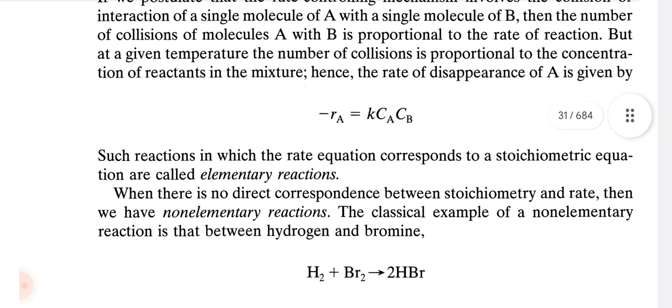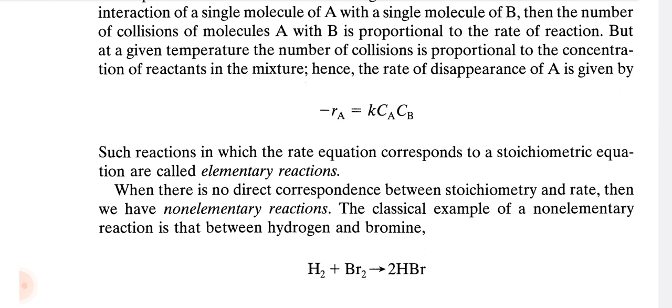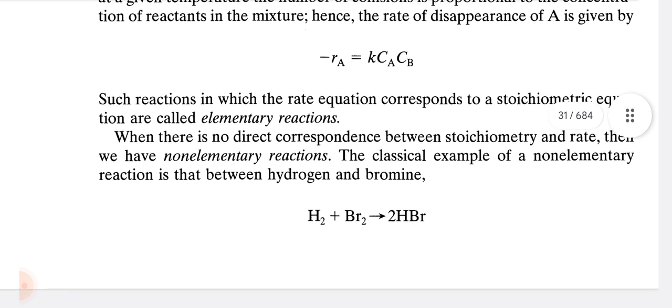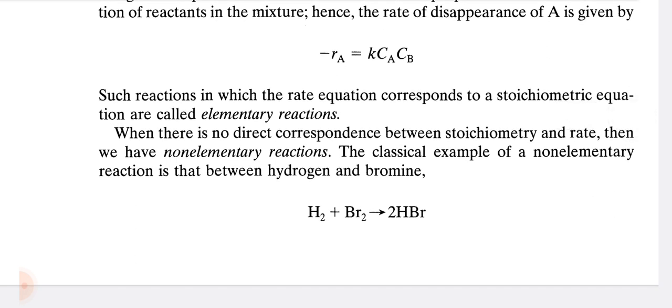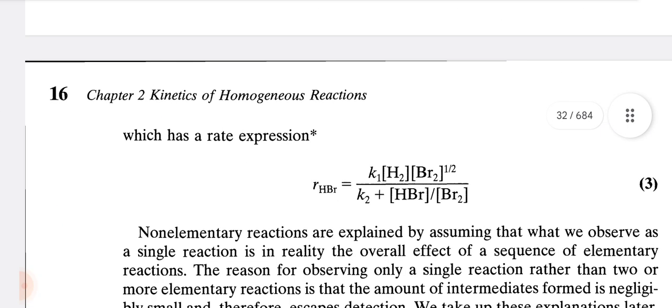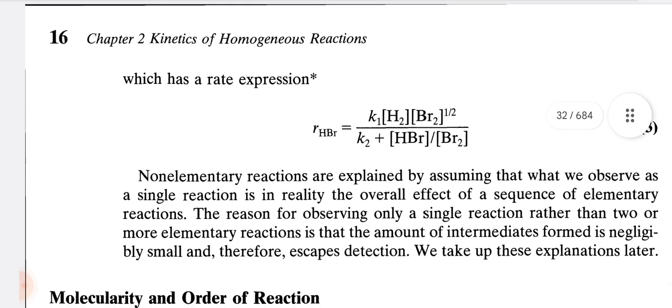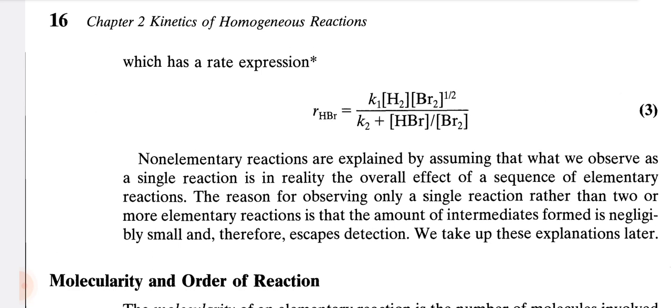Such reactions in which the rate equation corresponds to stoichiometric equation are called elementary reactions. When there is no direct correspondence between stoichiometric and rate, then we have non-elementary reactions. The classical example of non-elementary reaction is that between hydrogen and bromine, H2 + Br2 gives 2HBr, which has a rate expression for HBr.